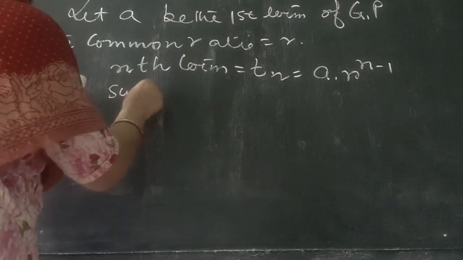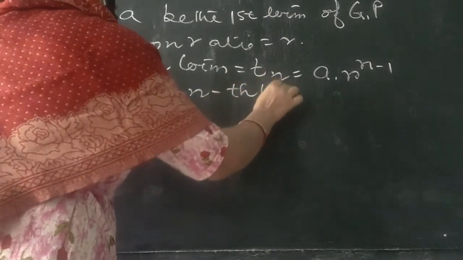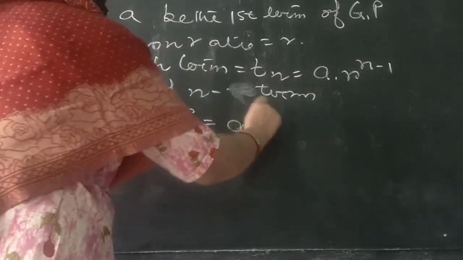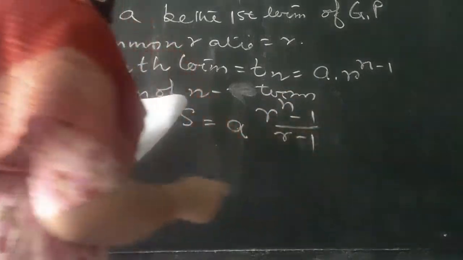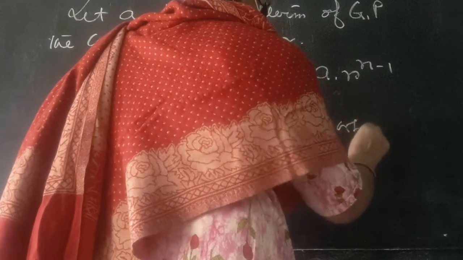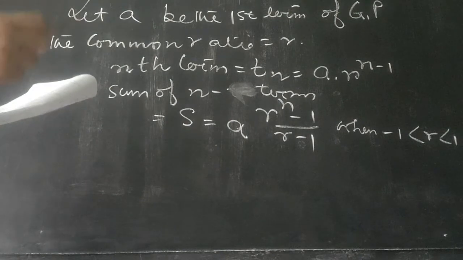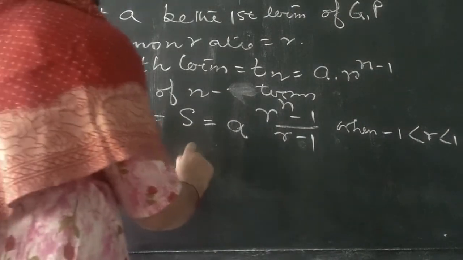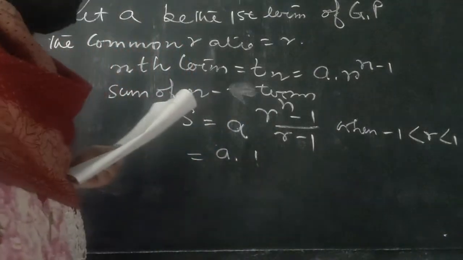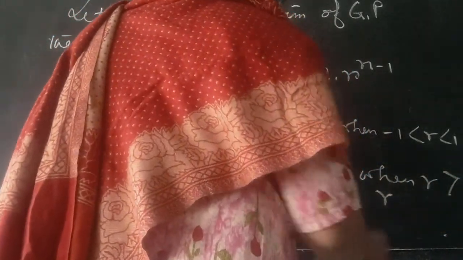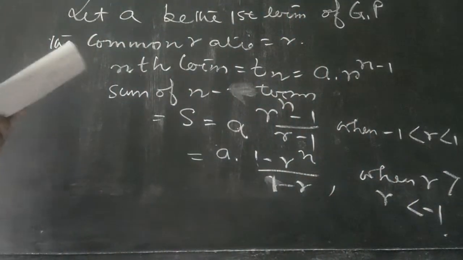And the sum of n terms equals A (R to the power n minus 1) by (R minus 1) when R is not between minus 1 and 1, and this equals A (1 minus R to the power n) by (1 minus R) when R is greater than 1 or R is less than minus 1. Okay.